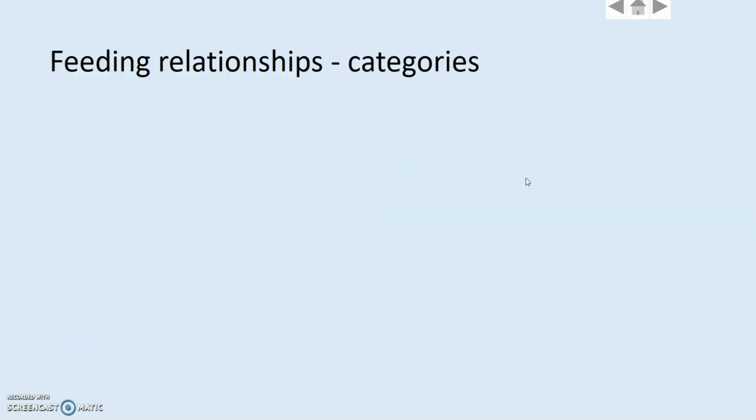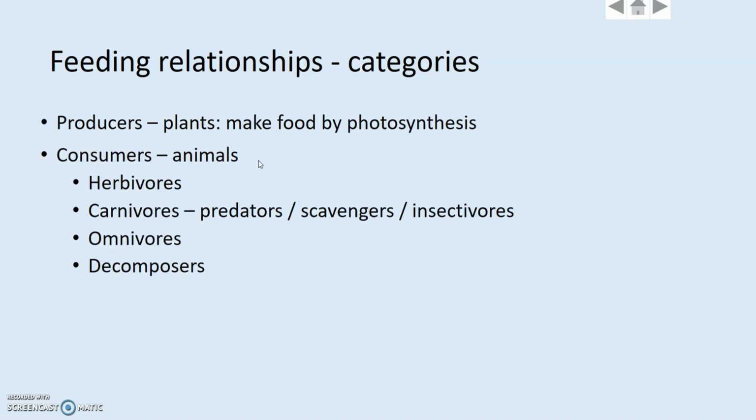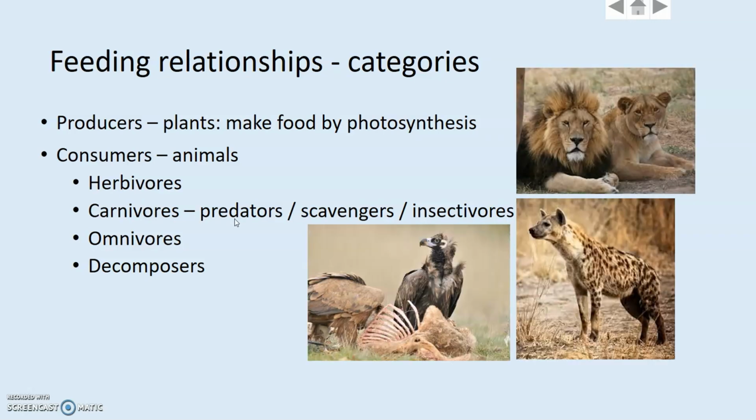Feeding relationships. The producers are the plants, and they make the food by photosynthesis, and the animals are the consumers. Now, you know, since junior school, these terms: herbivores, carnivores, omnivores. The herbivores eat the plants, the carnivores eat them. We can talk about predators like a lion, scavengers like a hyena or a vulture.